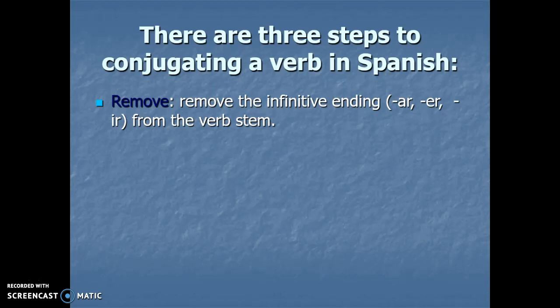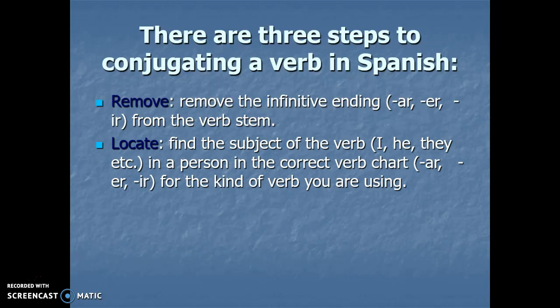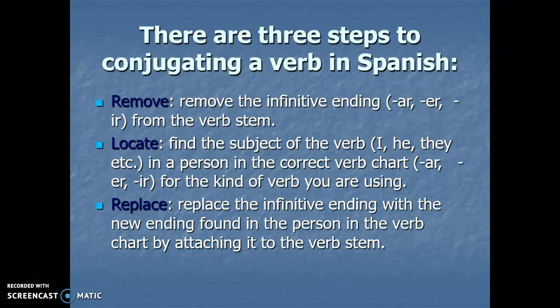Step number 1, remove. Remove the infinitive ending, which would be the AR, the ER, or the IR from the verb stem. Step number 2, locate. Find the subject of the verb, which would be I, he, they, etc., in a person in the correct verb chart for the kind of verb you are using. Third step, replace. Replace the infinitive ending with the new ending found in the person in the verb chart by attaching it to the verb stem.